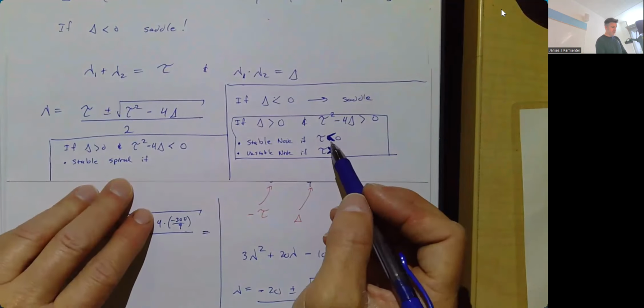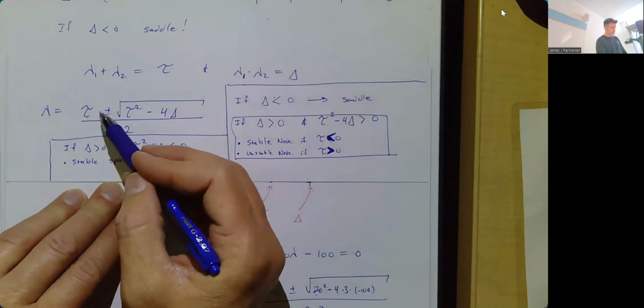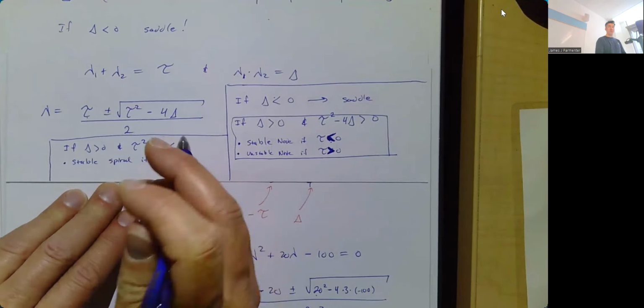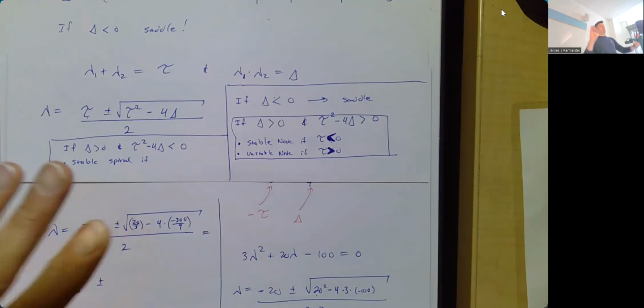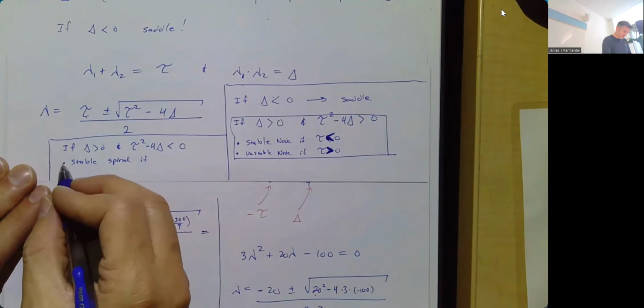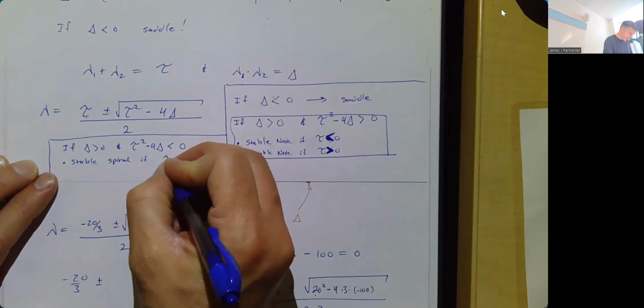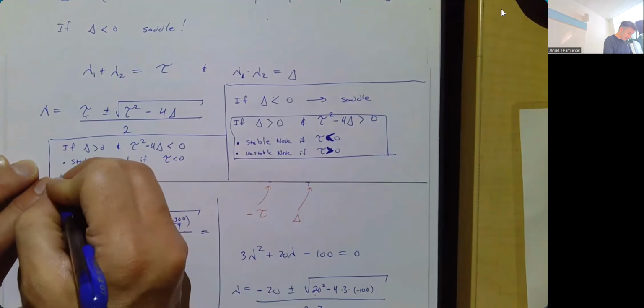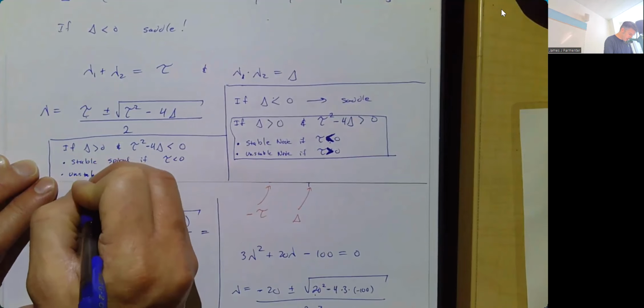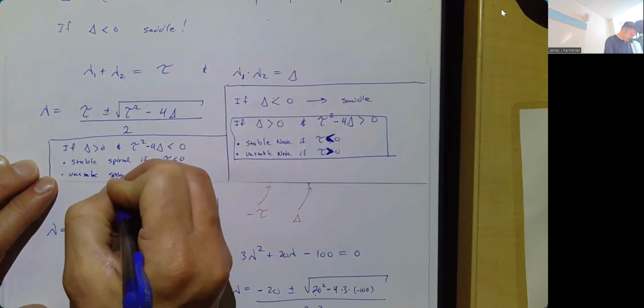Because if tau is negative, then this negative number plus or minus this part here will both be negative, both your eigenvalues being negative, which means stability. Okay, finally, stable spiral if, again, tau is negative, unstable spiral if tau is positive.